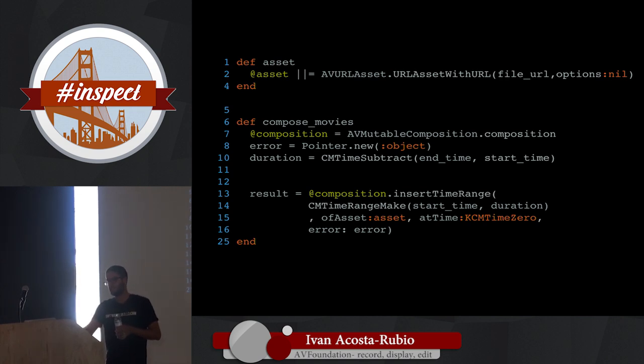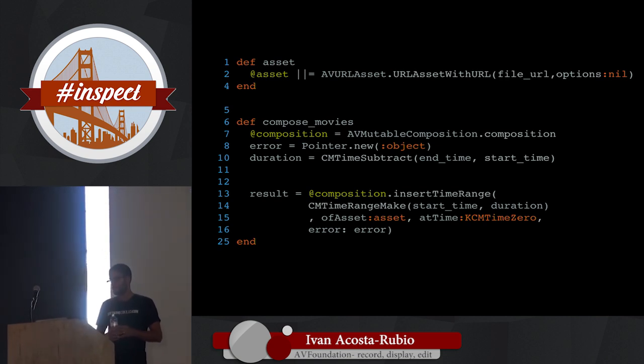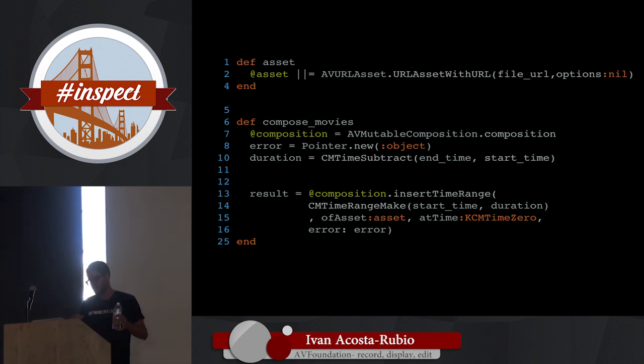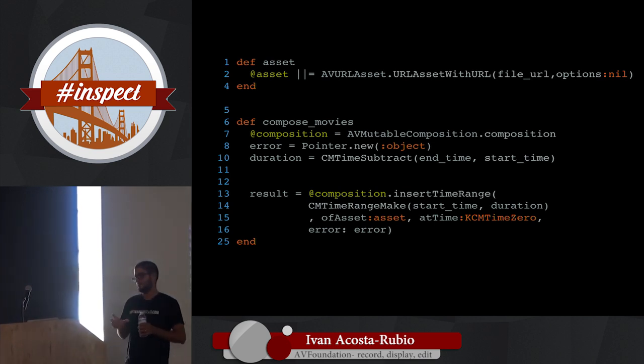So this is how it looks in the code. Let's see the interesting part. We have an AVMutableComposition. Then we also have a duration, and this is where the CMTime comes in. We also have a result at the bottom. On that result, we're basically saying, on this composition, create a codec in this time. That's what the CMTimeRange make does. We give it a start time, which is going to be the start of the movie, we tell it how long it's going to be, and then we pass in the asset.